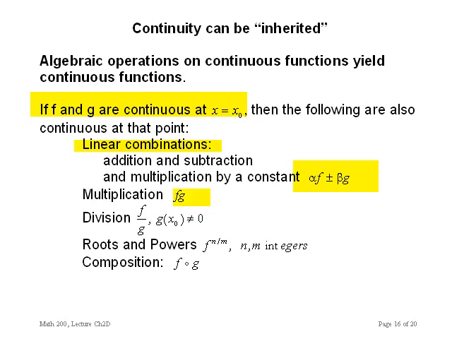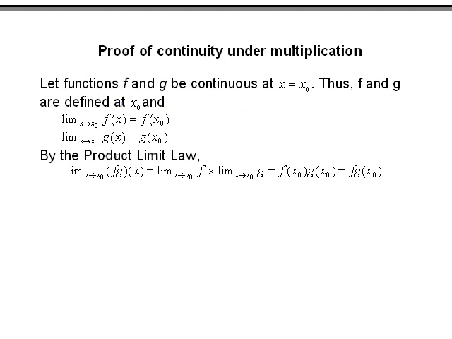If you multiply the two functions together, the result will be a continuous function. Division works too, as long as you're not dividing by 0. You can take roots and powers of continuous functions, and you'll still get a continuous function. And functions are continuous under composition. So I'm going to just show you a little sketch of the proofs for continuity under multiplication and continuity under composition. The proof of continuity under multiplication follows directly from the product limit law.